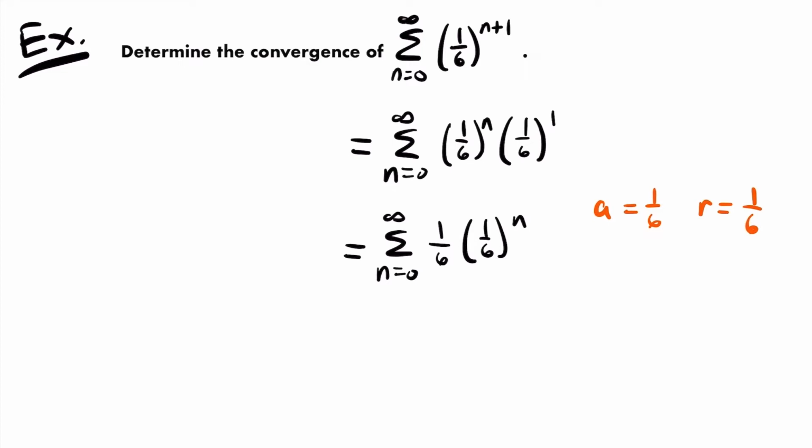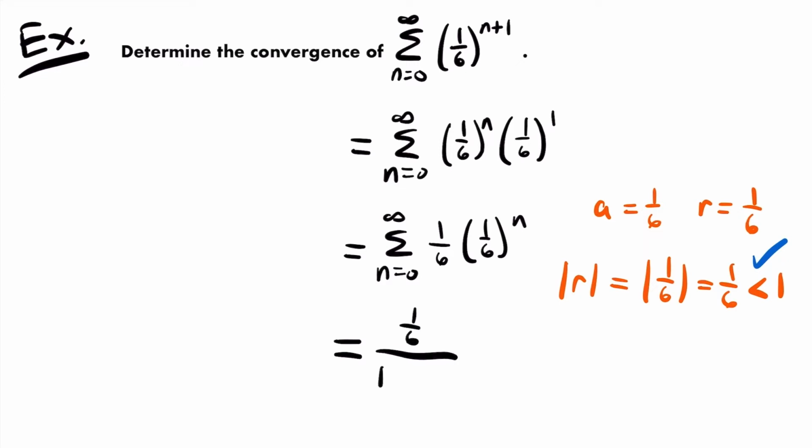And so if we look at the absolute value of r, that would be equal to the absolute value of 1/6, which is just equal to 1/6, and that is less than 1. And so we can conclude that this geometric series is going to converge because the absolute value of r is less than 1. And so we know that this is going to be equal to a, which is 1/6, divided by 1 minus r, which is also 1/6.